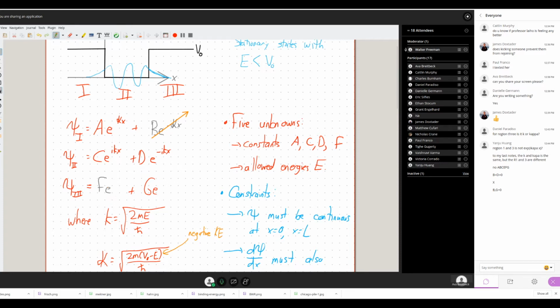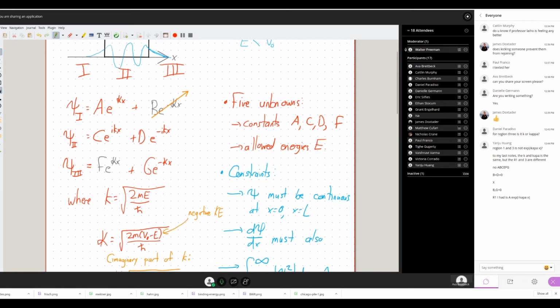The notation, I'm kind of getting frazzled here just because I'm trying to get through this as quickly as possible to get to the fun stuff. But I should be more careful.